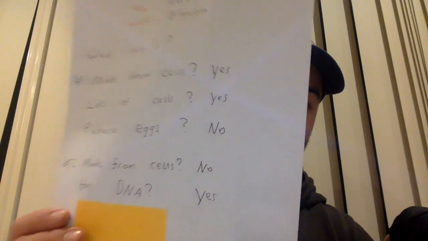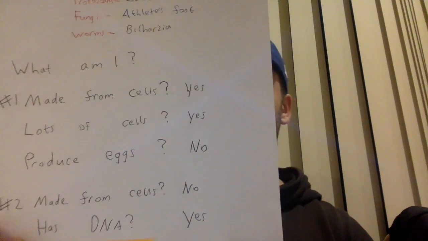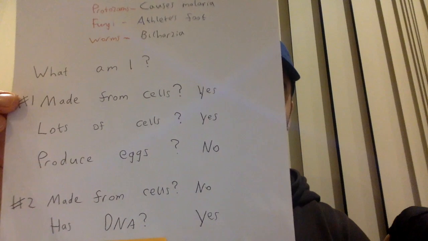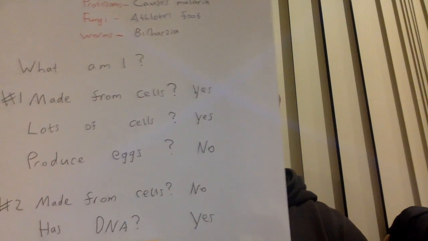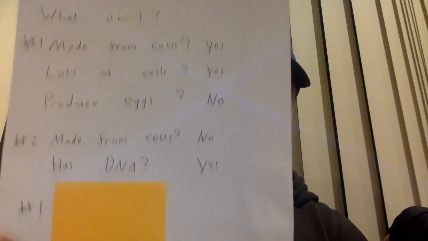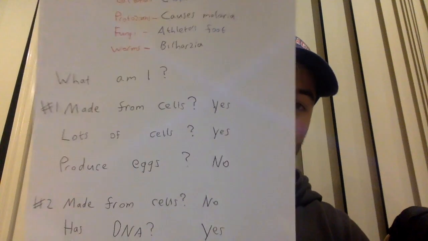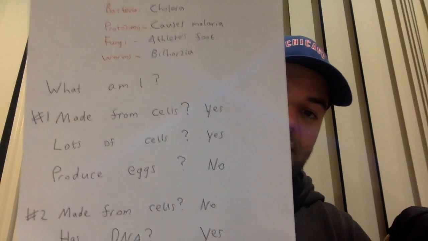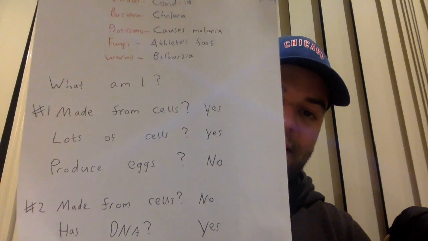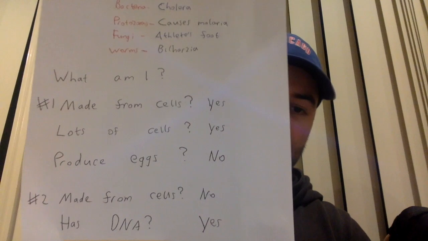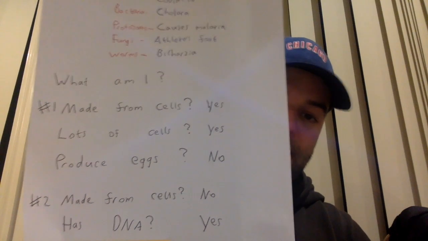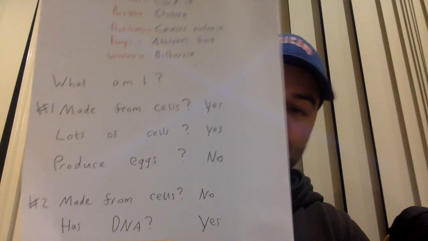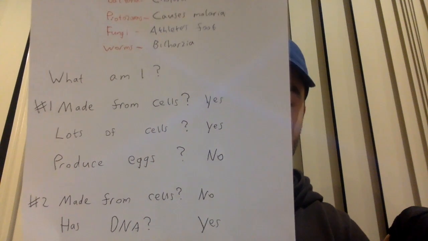Just to end with, I've got 2 what am I's. Just to make it clear, where I say number 1, that's for one of the things, and for number 2, it's another. So they're not 5 things talking about the one thing. We've got the 2 answers down at the bottom here that I've covered up for now. So number 1, we're saying it is made from cells, we're saying it is multicellular, and we're saying it doesn't produce eggs. So what would that be? And number 2 is not made from cells, but does have DNA. So maybe pause this quickly and try and work out what they'd be.